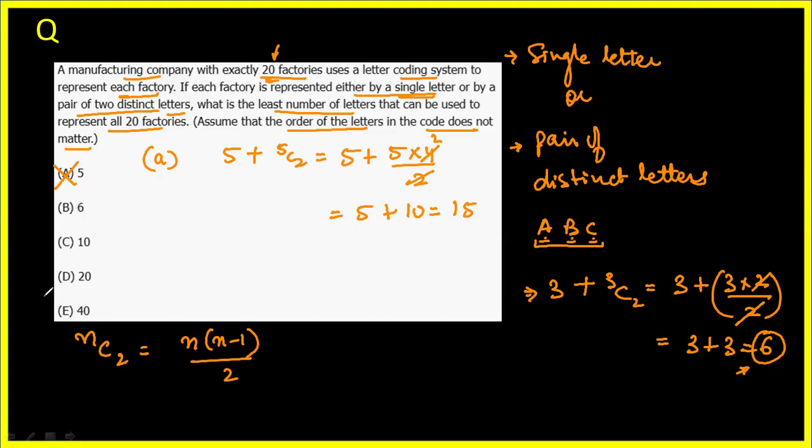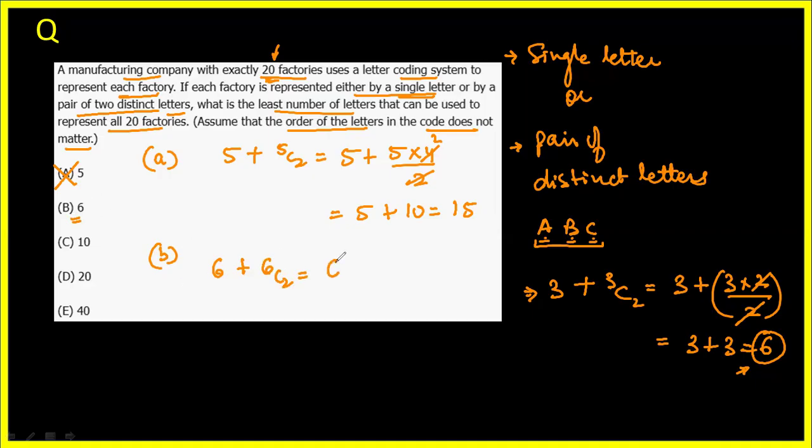Let's understand option B now. What is option B? Whether this one gives 20 codes or not. Option B, 6 distinct alphabets are there. So how many codes can be generated using 6 alphabets or 6 letters? That is 6 single codes, and pairs, how many pairs can be generated using 6 letters? That means out of 6 you have to pick 2. Order does not matter, so it will be 6C2.